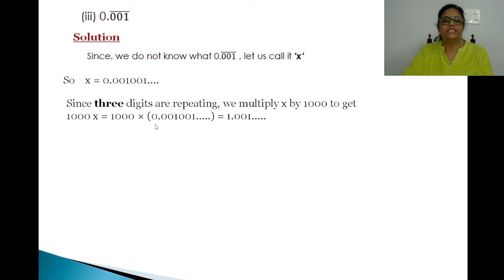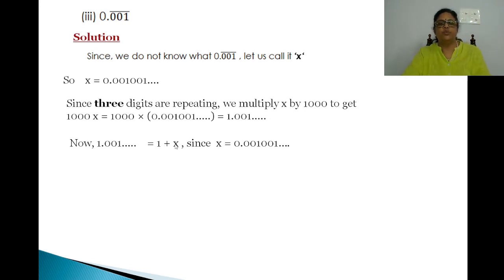1000 into right hand side, that is 1000 into 0.001, 001, etc. In 1000 you can see three zeros, so we shift the decimal point three places to the right side. So 1000x is 1.001, 001, etc. So 1.001, etc. is equal to 1 plus x. What is x? 0.001, 001, etc.